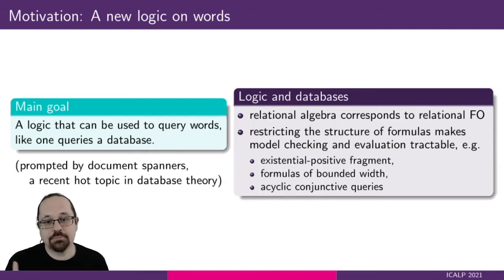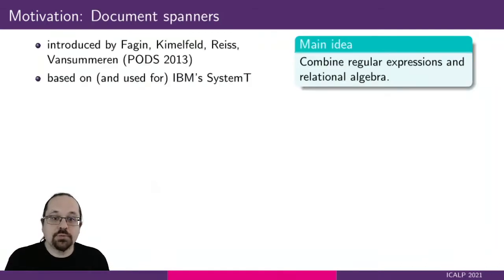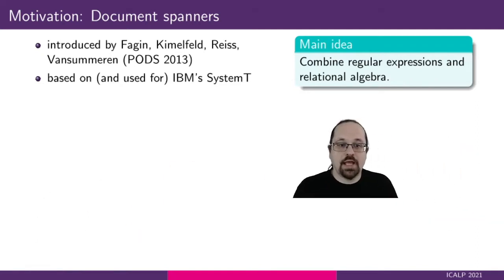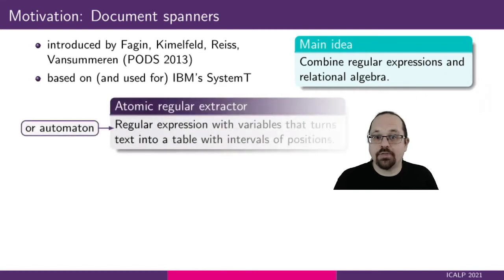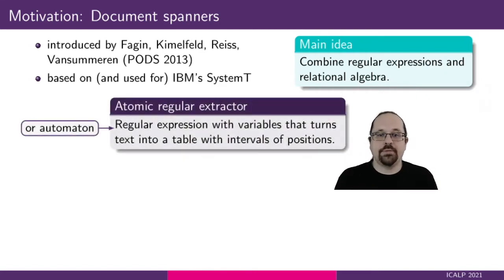Before we go there, let's briefly talk about those spanner things. Spanners were introduced in 2013 as a formal way of describing IBM System T, a system for information extraction, and are now even used for that. Aside from all theory things, the practitioners use those formalisms for query optimization. The main idea is basically we take a regular expression and then build a relational algebra around that. So the atoms of our query languages are regular expressions with variables. You might know those from text editors. Most of them have them nowadays.